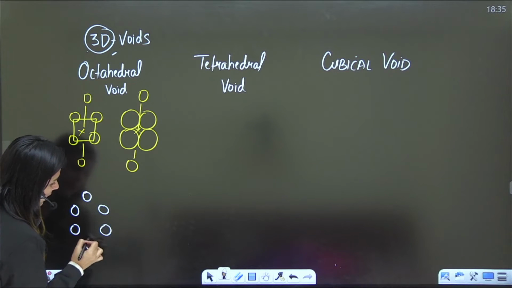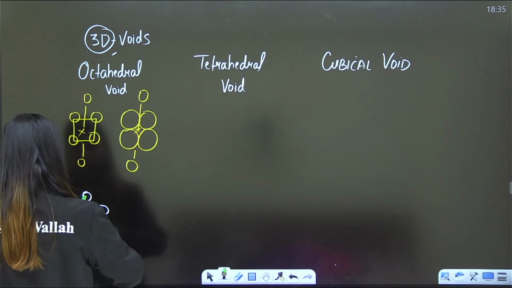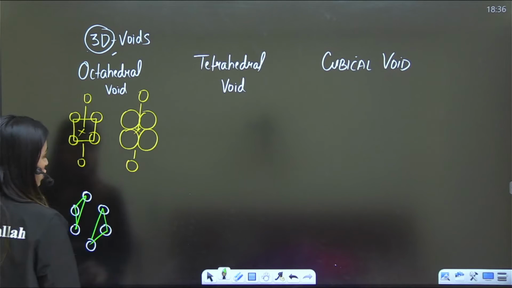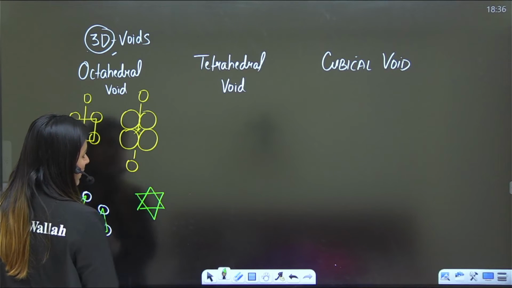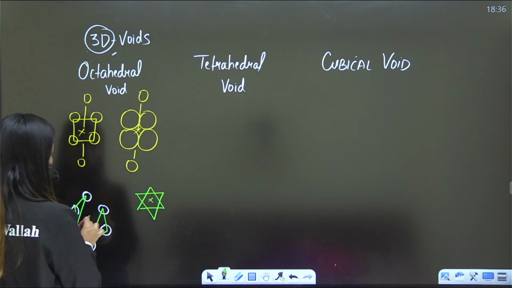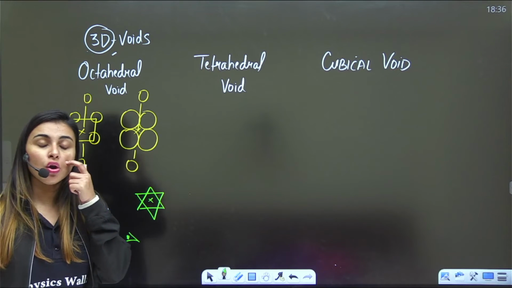Right? Yes. What are you going to do? You will join these 3 and you will join these 3. So you see that you have one triangle like this and you have one triangle like this. So this is also your octahedral void if you are watching from here.